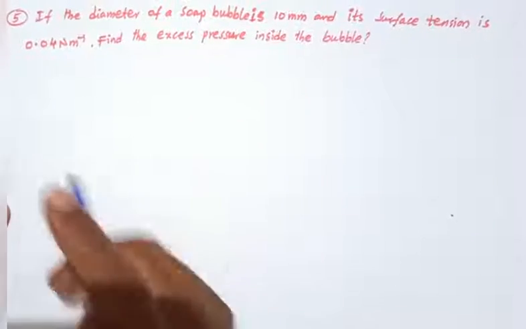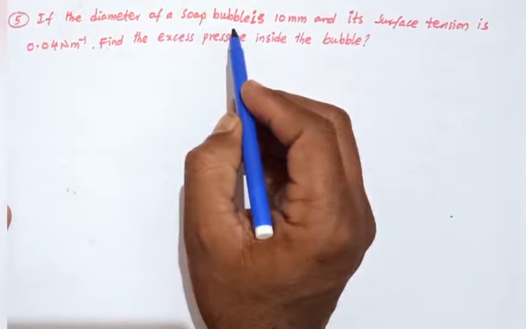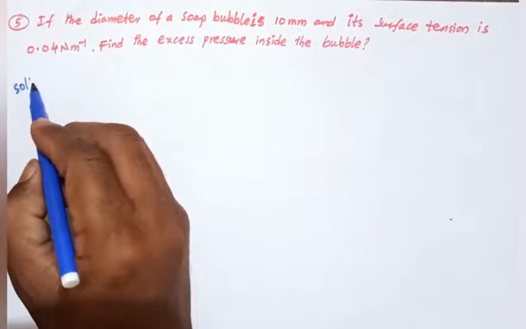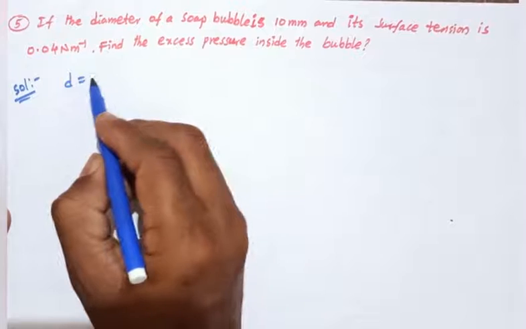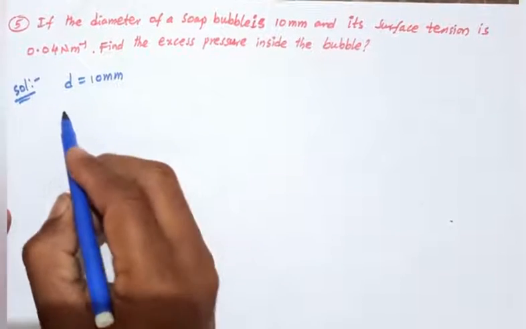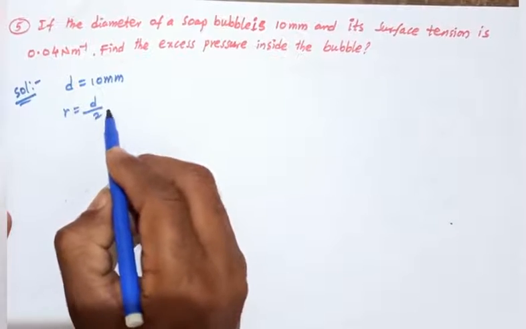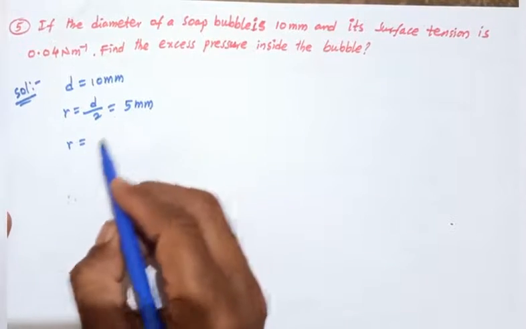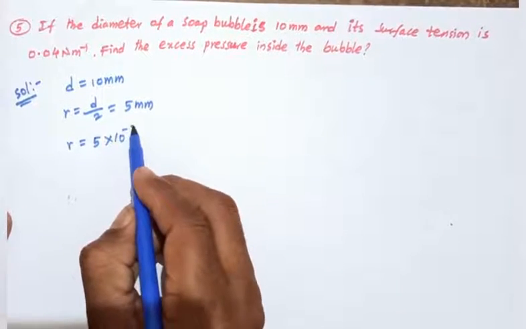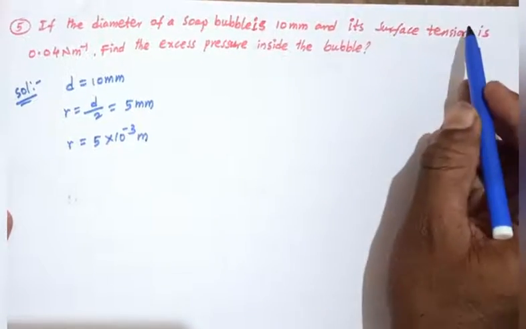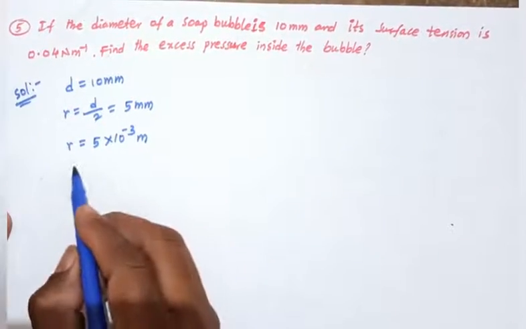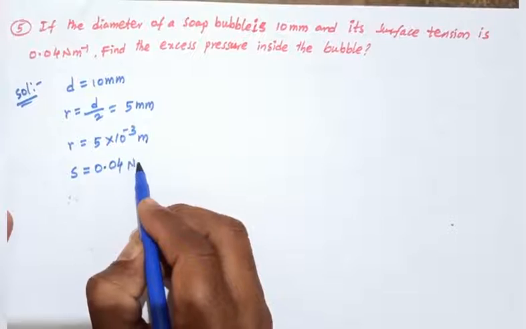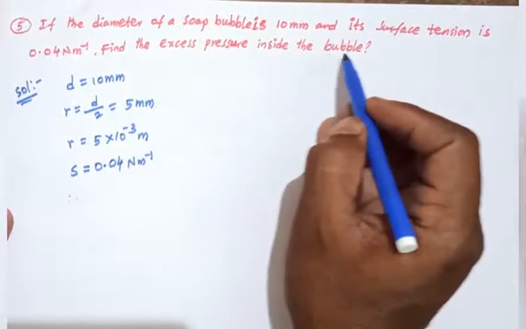So next, fifth problem. If the diameter of a soap bubble is 10 millimeter, so here diameter D equals 10 millimeters and the radius R equals D by 2, that equals 5 millimeters. Converted to meters, 5 into 10 power minus 3 meter, and its surface tension S equals 0.04 Newton per meter. Find the excess pressure inside the bubble.